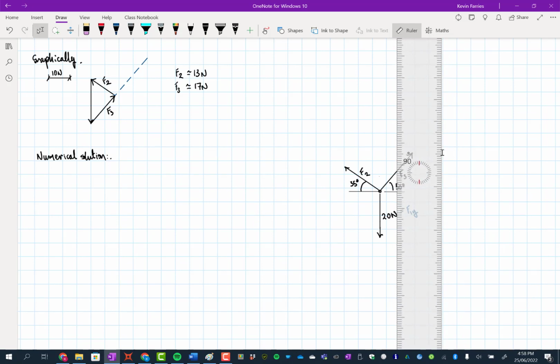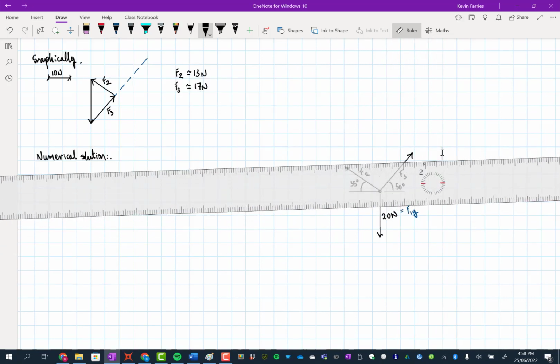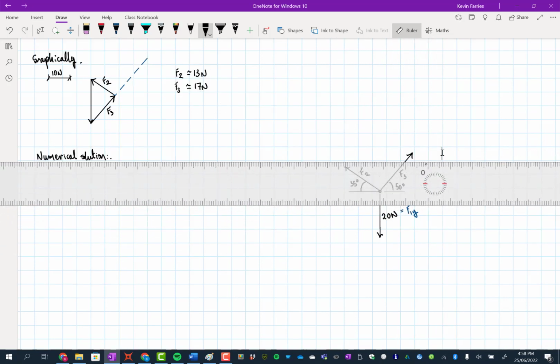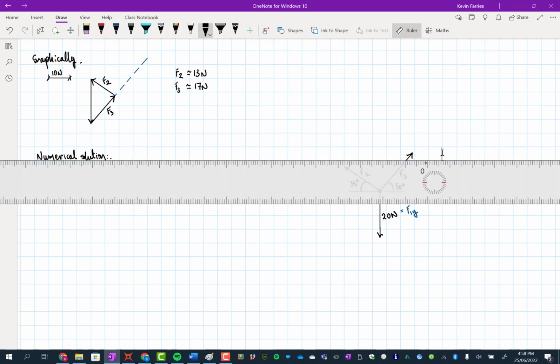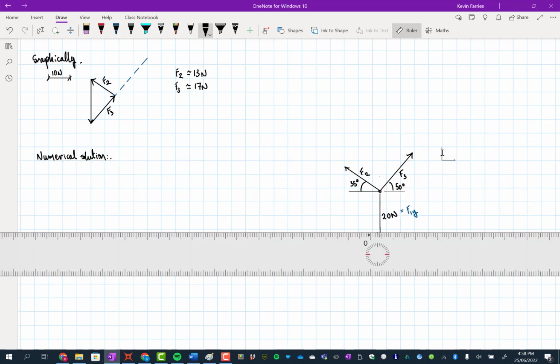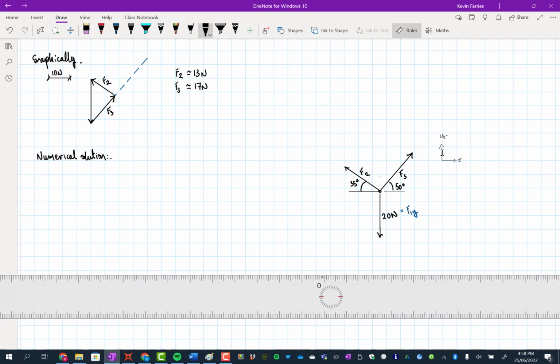So we'll do the y-axis vertical, x-axis horizontal. Okay, so we've got F1y, we're going to call this one here, we'll call that F2, just do that in, oh well, it's already F3, sorry. So let's get rid of that. So this is going to be F3.